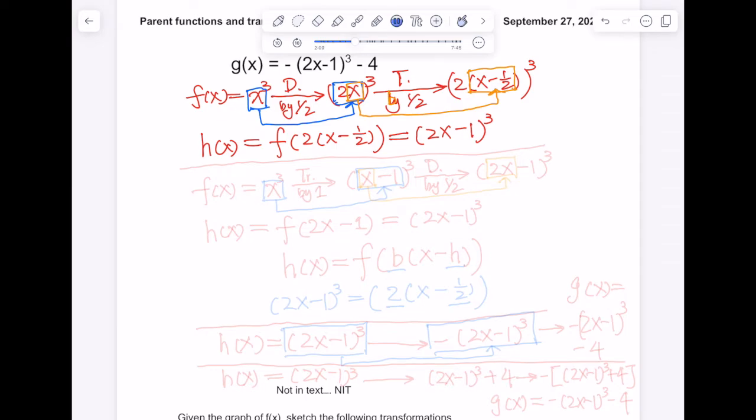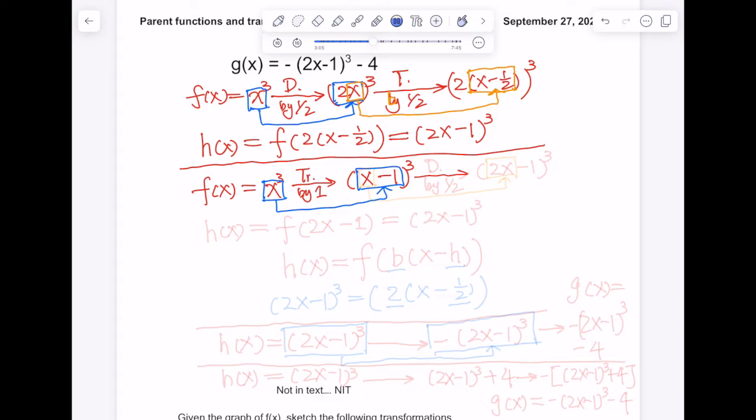Before we move on to the vertical transformations, here is a non-standard order of horizontal transformations. That is doing horizontal translation first, followed by horizontal dilation. This is what you will do. You start with f of x equals x cubed. You will follow by horizontal translation by 1. You will get x minus 1 cubed. You are doing so by replacing x by x minus 1. And this is horizontal translation by 1.